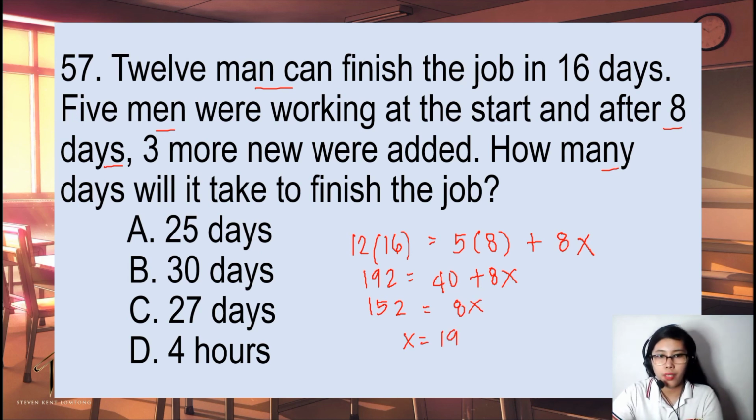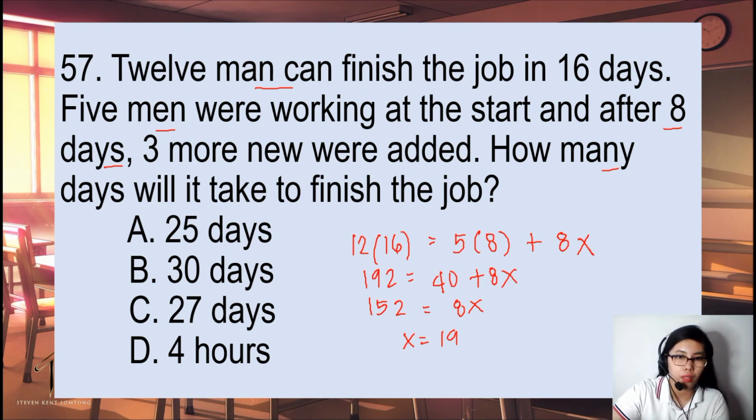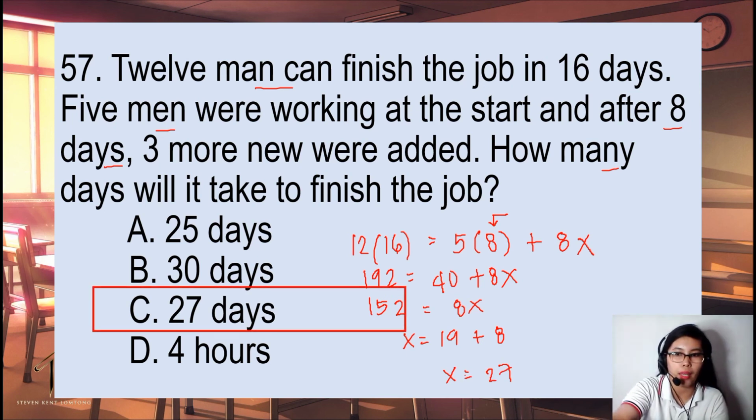But as you can see, 19 is not in our choices. But that is because what we are looking for is the number of days it will take to finish the job. And initially, we have the 8 days here. So 19 plus 8, total is 27.